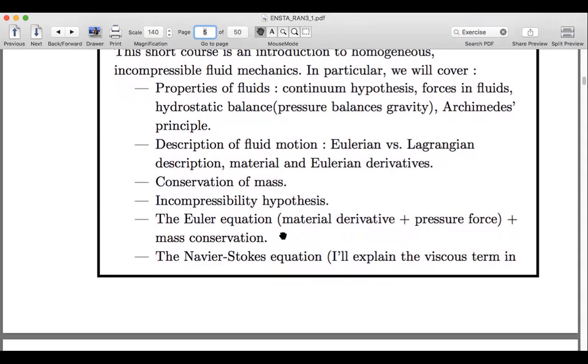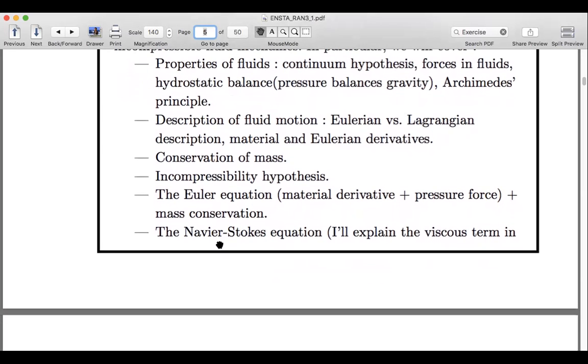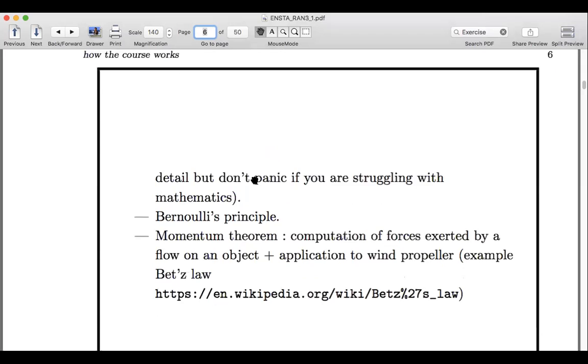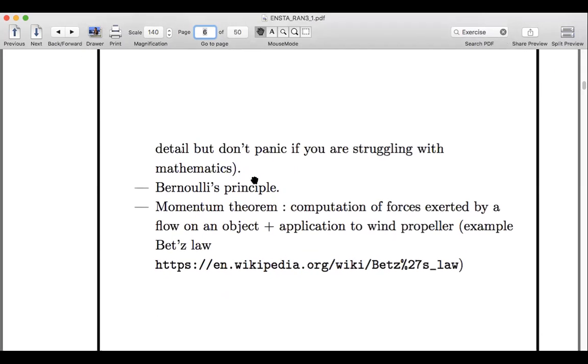We'll derive Euler's equation, and the generalization of which is the Navier-Stokes equation, which is probably the most important equation in fluid mechanics. It describes the time evolution of fluid flows with viscosity. So Euler's equation is the special case of Navier-Stokes equations when the viscous term is negligible.